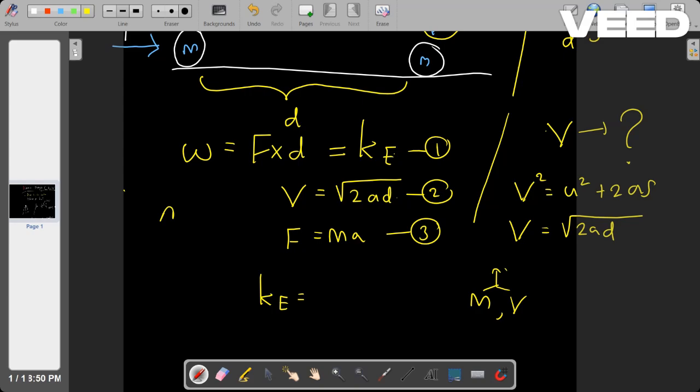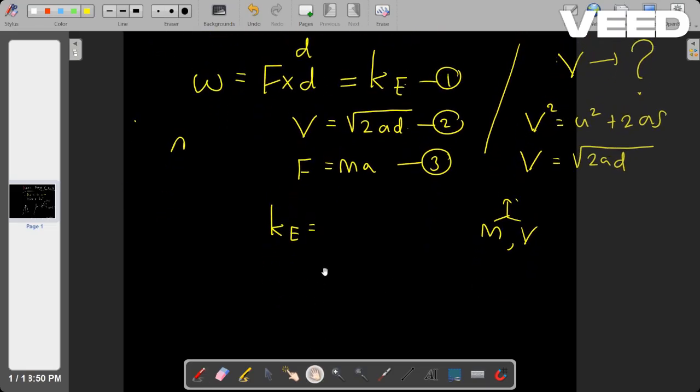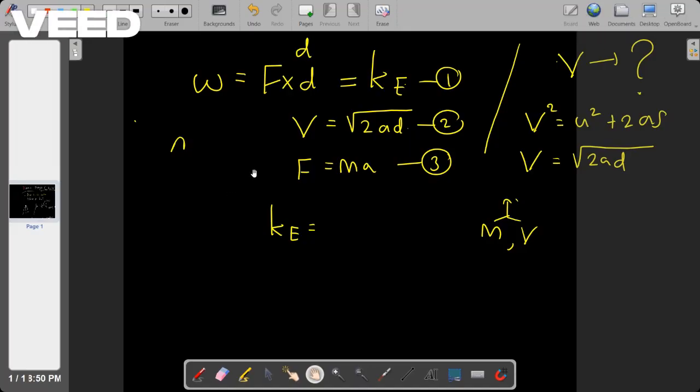Let's look at the derivation. It's not that hard actually. Kinetic energy is equal to F times d. So first of all, write it down: F and d. Now we want to add m and v. So therefore, we can replace F with ma.